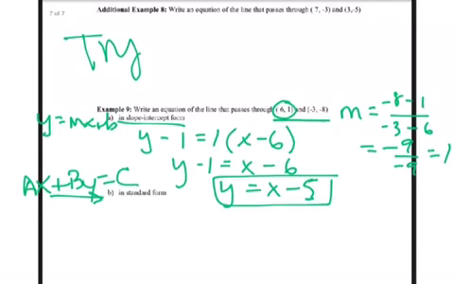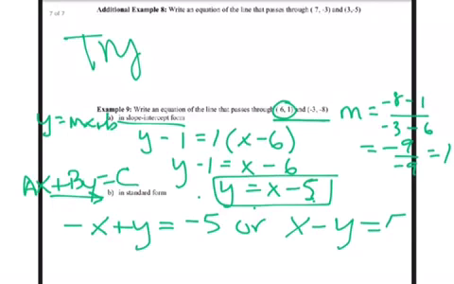Now to go from that to standard form, I'm just going to put the x's and y's on the same side. So I have a couple of options. I can just subtract the x over, get negative x plus y is equal to negative 5, or I can add the 5 over and then subtract the y so that I get x minus y is equal to positive 5. Both of those mean the same thing.